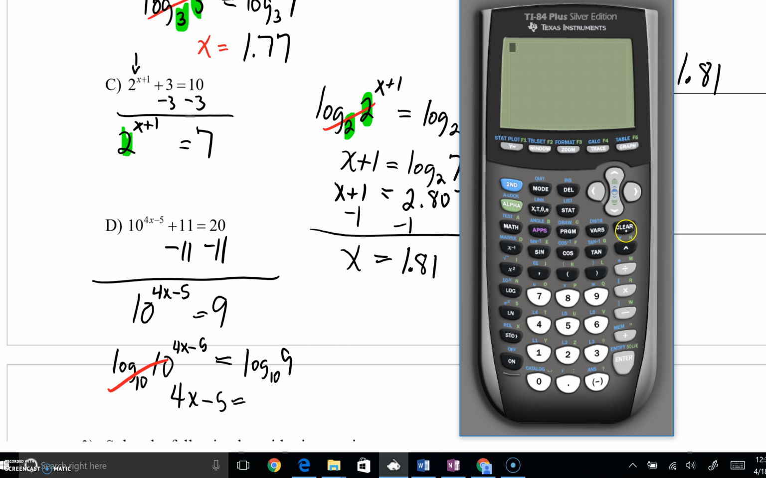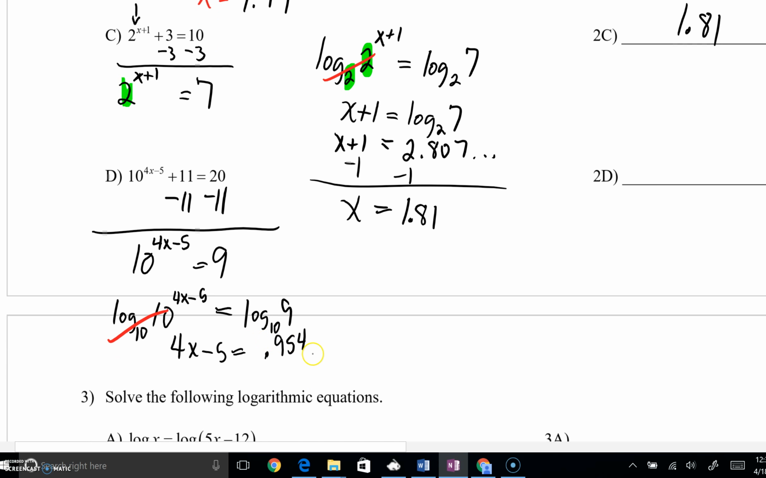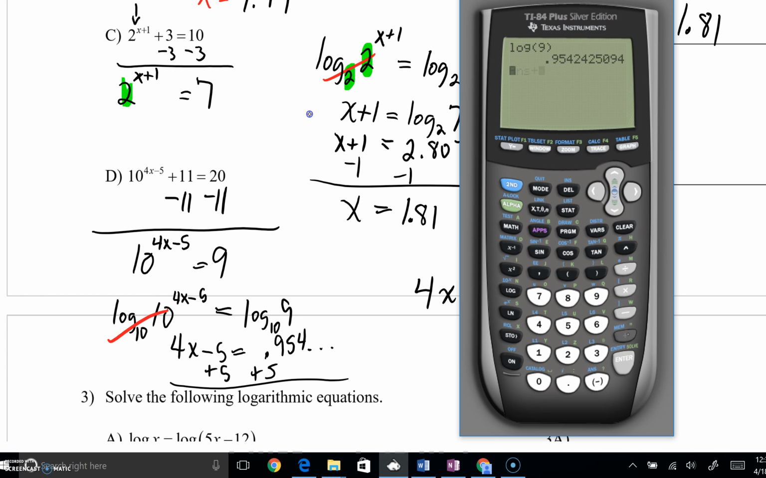Please understand that the log button right next to the 7, when you don't see a base, it's understood to be a 10. So the log of 9, you can work that out real quickly. You'd get 0.954 roughly. Now what you do is you solve for x. So I'm going to add a 5 to both sides. I'll have 4x, and here you'd get 5.954, something like that. So just add a 5.